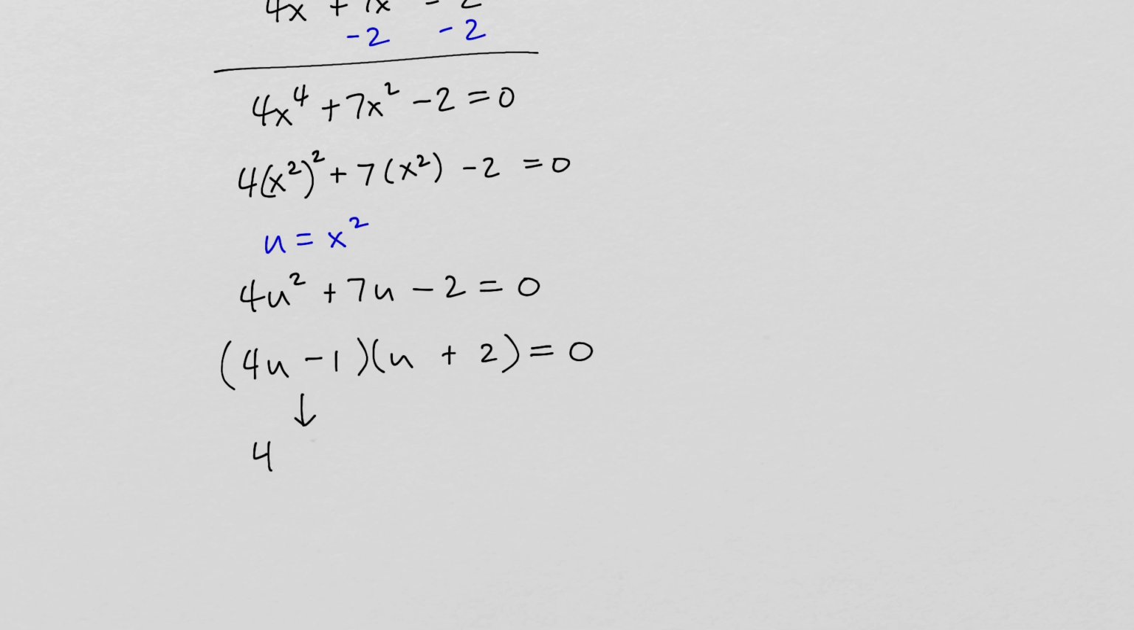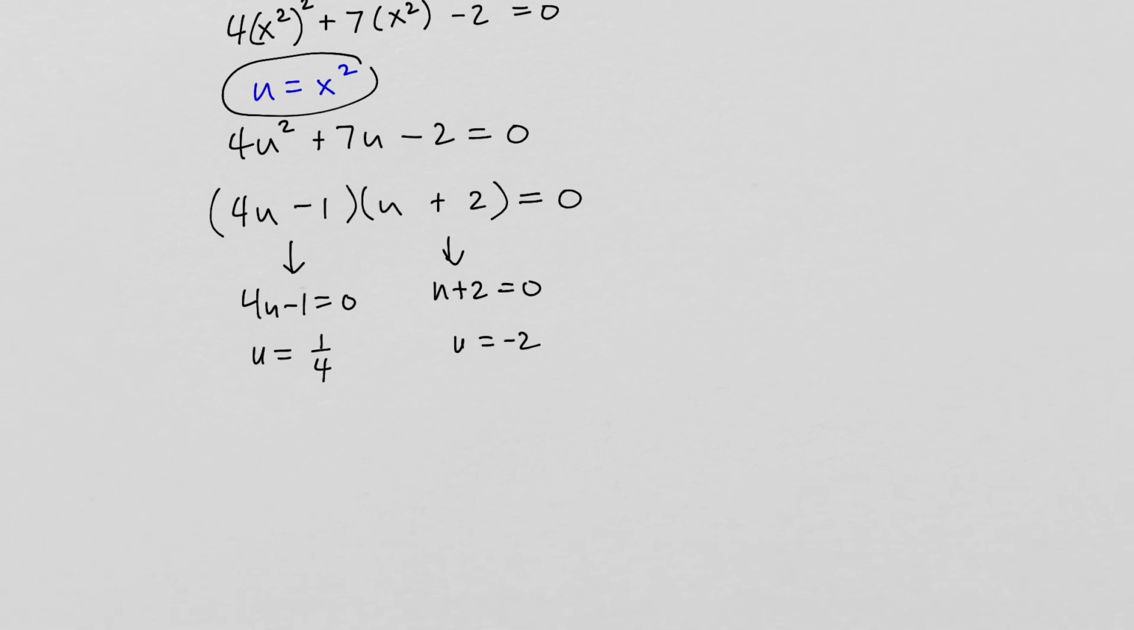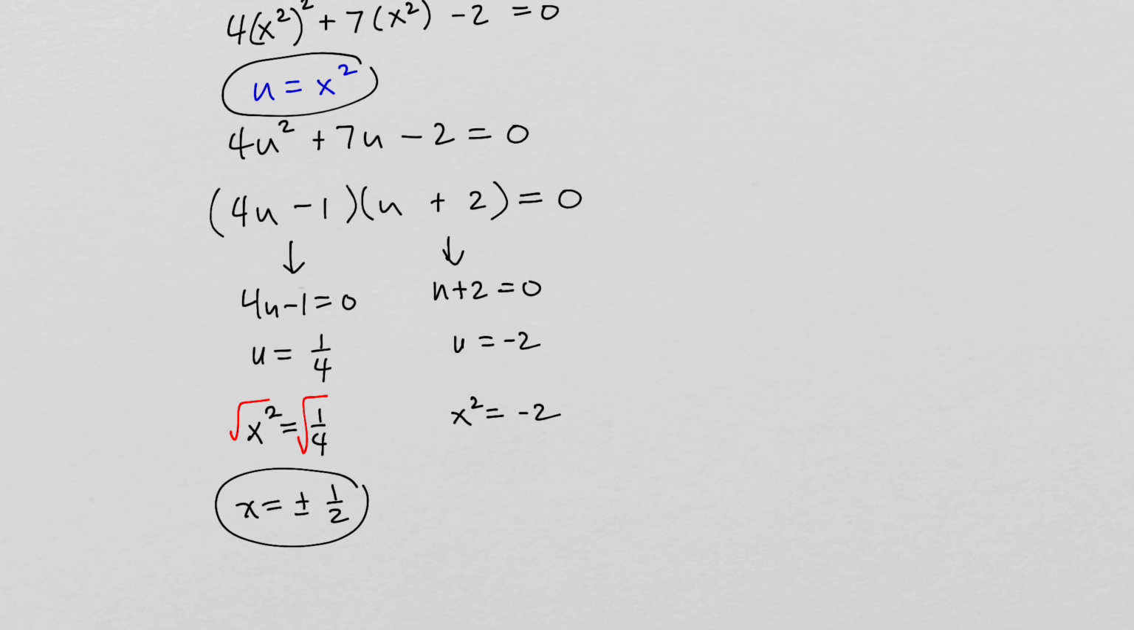And now when we set each one of these factors equal to 0, the first equation gives us u equals 1/4, and the second equation gives us u equals negative 2. But now let's remember, u was x squared. So in the first equation, we have x squared equals 1/4, and in the second equation, x squared equals negative 2. So in the first equation, if I just take the square root of both sides, we get x is equal to plus or minus 1/2. So those are two solutions.